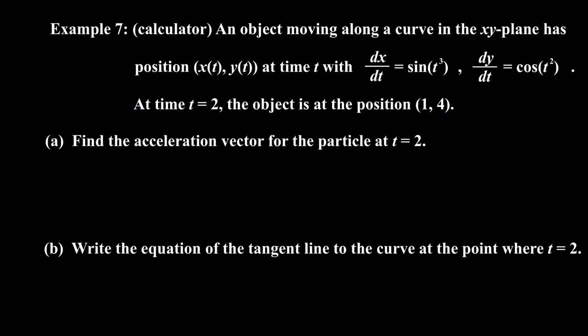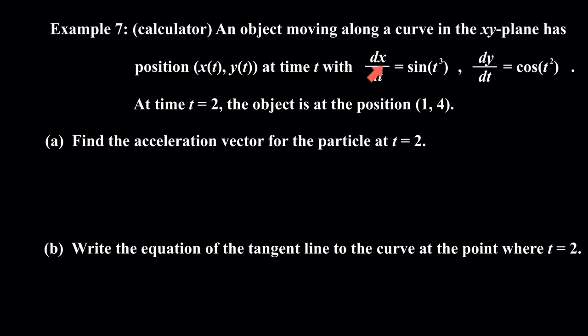All right, so our next problem says that an object is moving along a curve in the xy plane, position at time t with dx/dt equal to sine of t cubed, dy/dt equal to cosine of t squared. At t equals 2, the object is at position (1, 4). Find the acceleration vector for the particle at t equals 2.